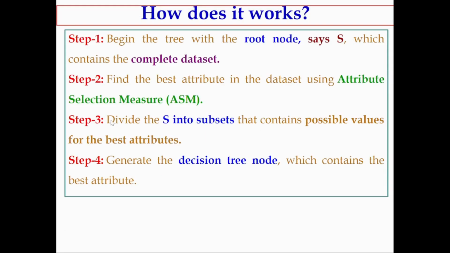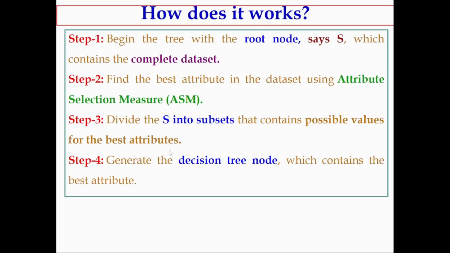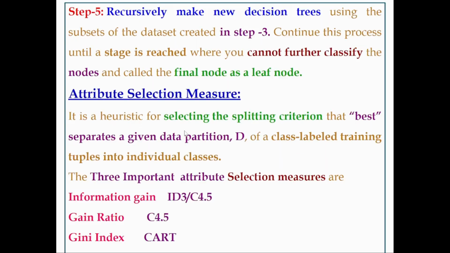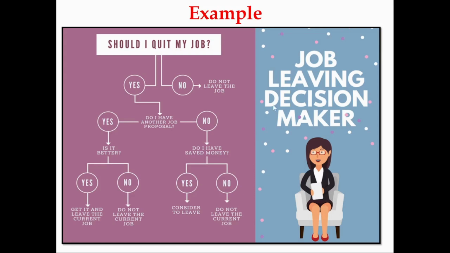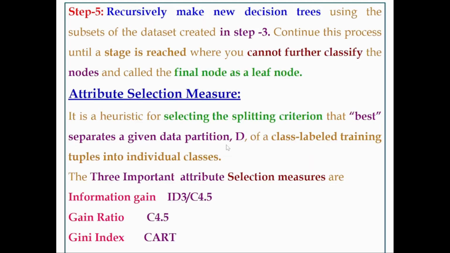We have created subsets of the data set in step three. So using these, we should recursively continue and create new decision trees, and this should be continued until a stage is reached where you cannot further classify the nodes, and call the final node the leaf node. Here we have seen the leaf nodes or terminal nodes. Until then, we have to classify and continue this step five.